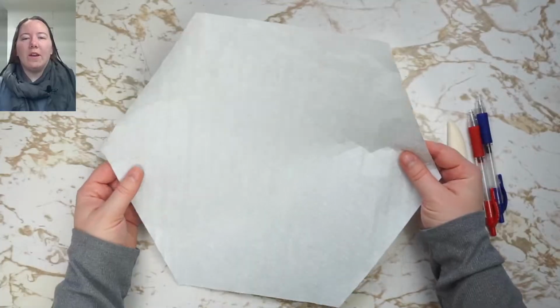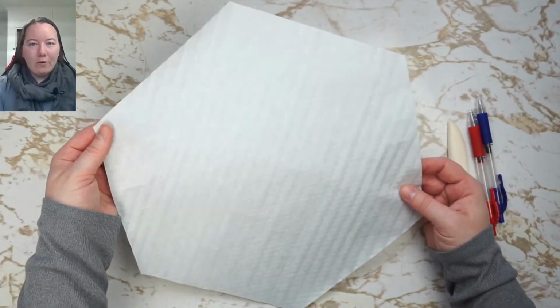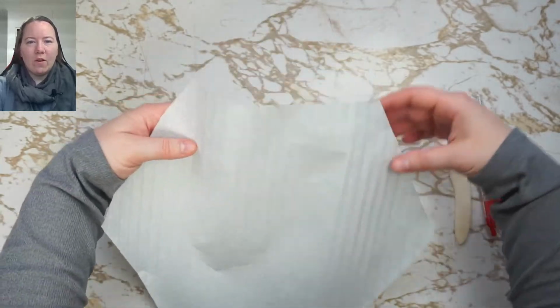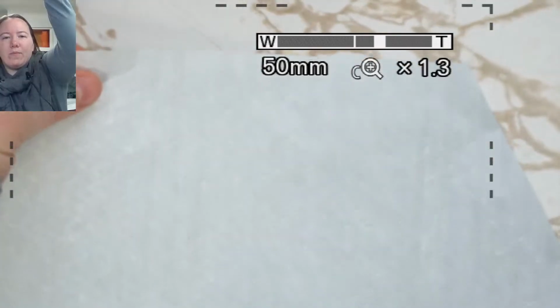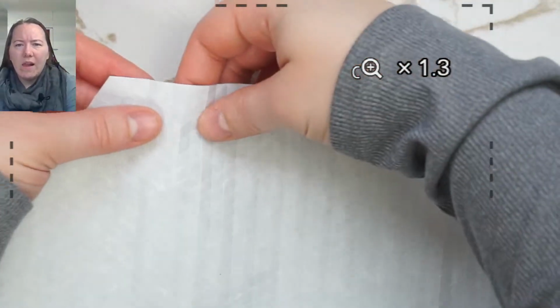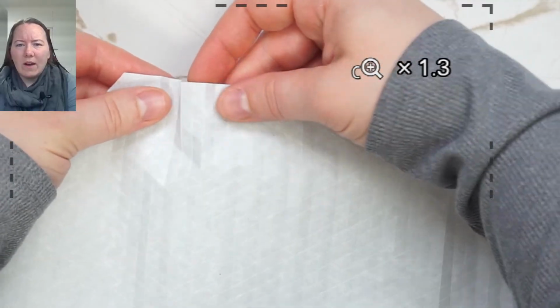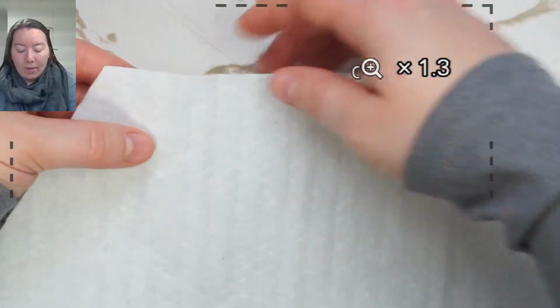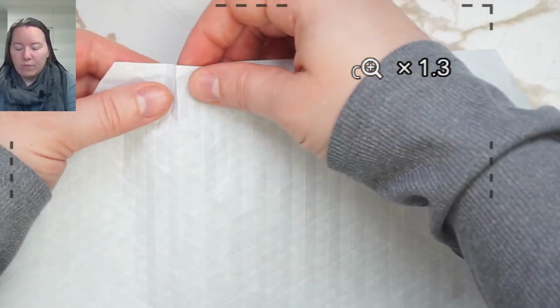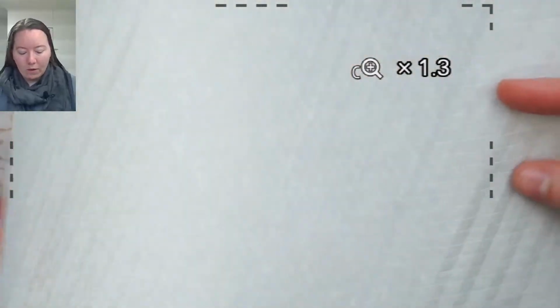Now, before I start folding, I want to tell you a little bit about the grid. This is a diagonal grid, so my grid lines are perpendicular to the edge of the paper. You can see that I do in fact have a right angle where my grid meets the edge. I also have some other angles, but the right angle is the one that we really care about because that's the one that goes through the center of the paper.